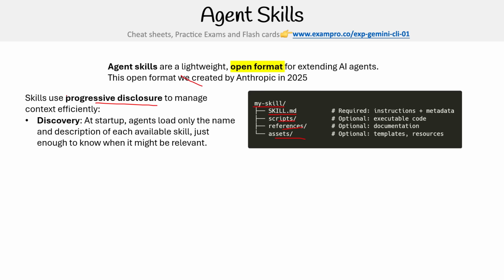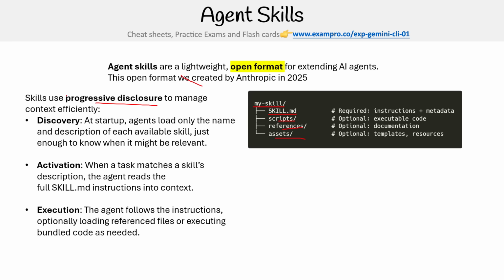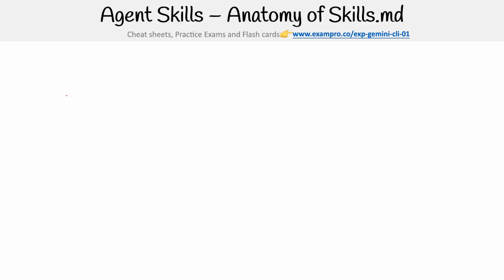Anyway, back to this. There's three things. We got discovery. At startup, agents load only the name and description of each skill available, just enough so you might know when it will be relevant. So what I just said. Activation: when a task matches a skill description, the agent reads the full skill MD instructions into context. Execution: the agent follows instructions, optionally loading reference files or executing bundled code as needed. So yeah, just what I said.